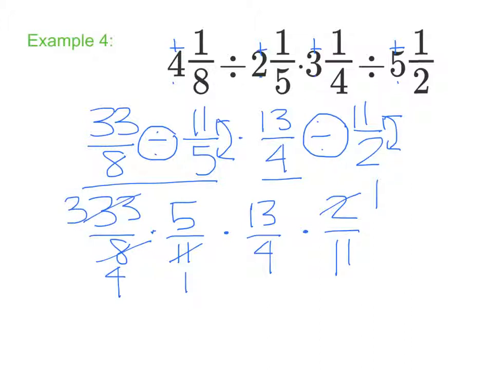Do you see anything else? I don't. So let's go ahead and multiply. I've got 3 times 5 times 13 times 1. When I multiply those things together, I get 195. Now in the denominator, if I multiply 4 times 1 times 4 times 11, I get 176. And that's my final answer.